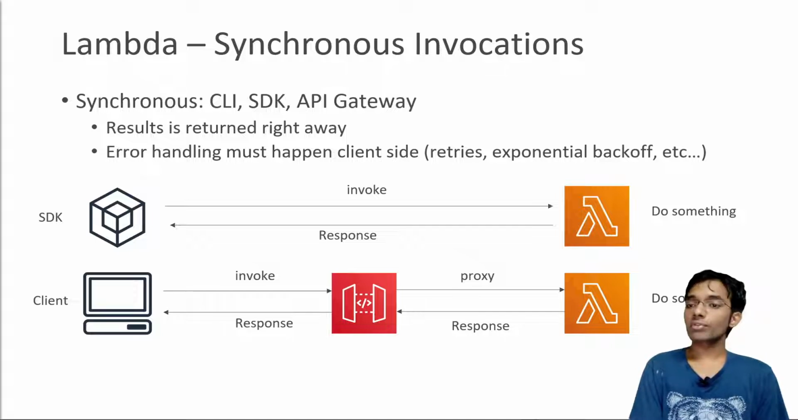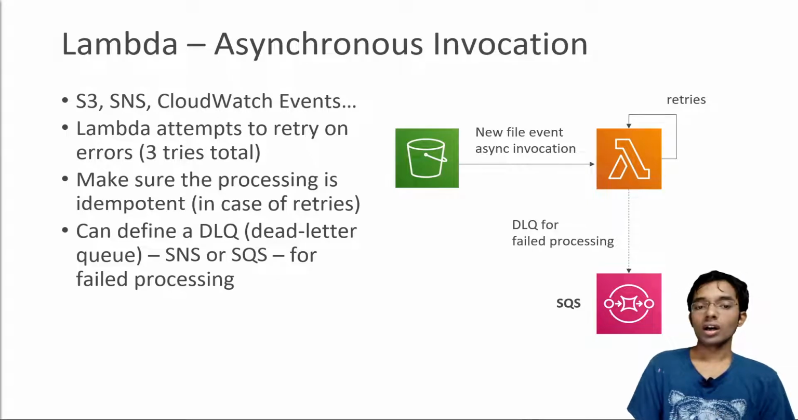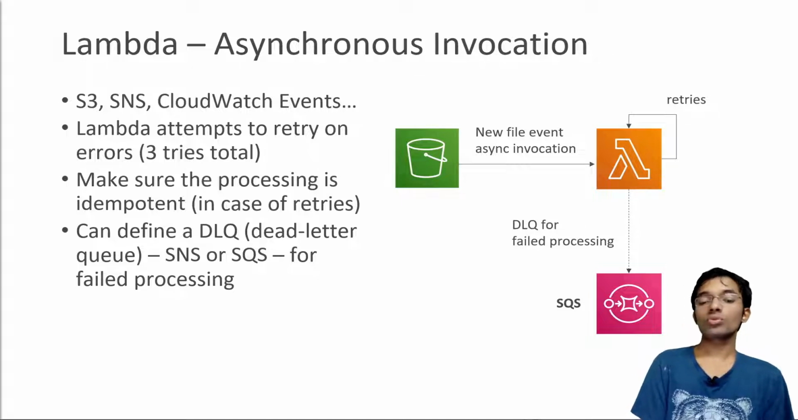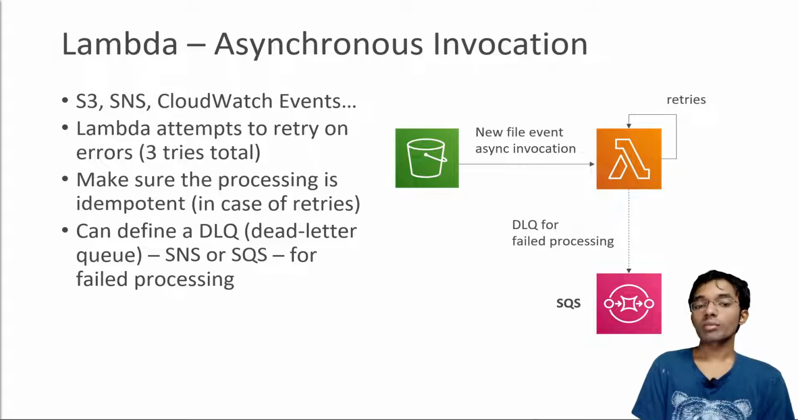The second kind of invocation is called an asynchronous invocation. That is when the event source is S3, SNS, or CloudWatch events. So in this case, Lambda will attempt to retry on errors with 3 tries in total. That means that if you can't process, for example, a thumbnail coming from S3, for whatever reason, then Lambda will retry it 3 times. So you need to make sure that the processing is idempotent.